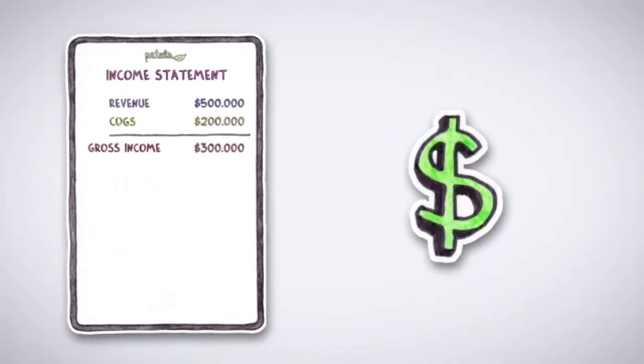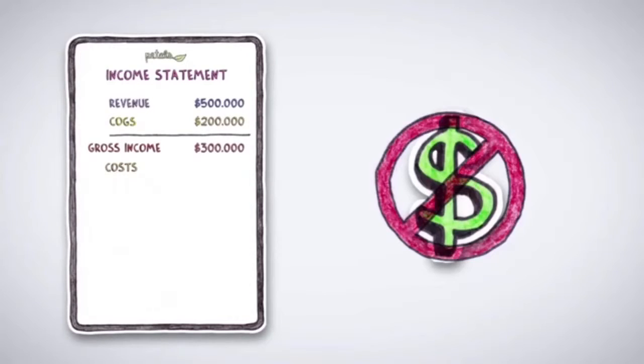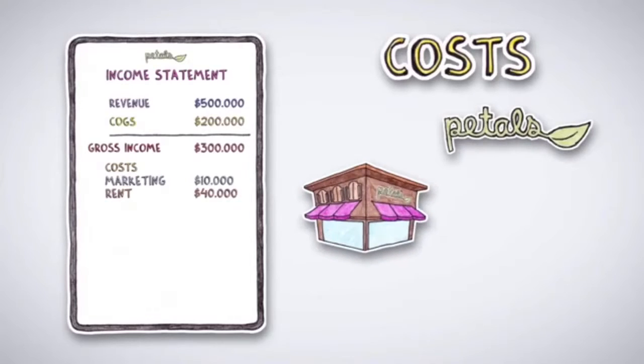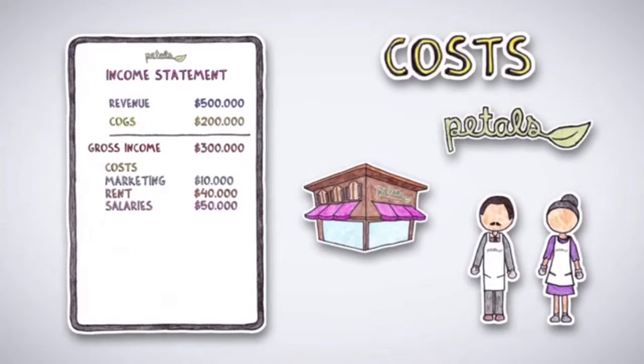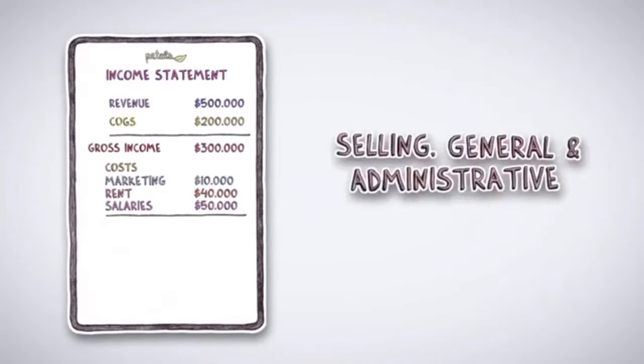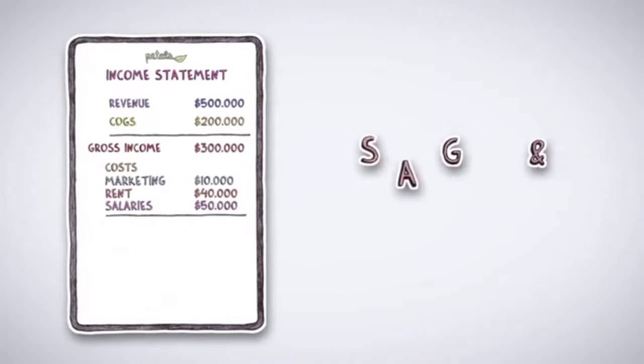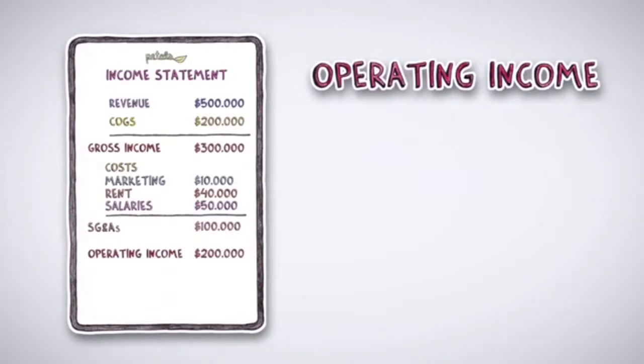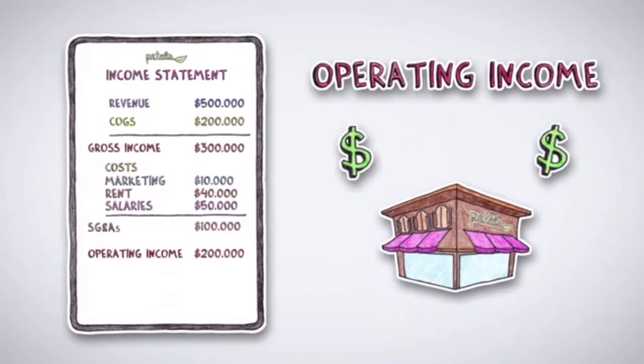After that, Mary adds up her non-direct costs. These are costs she incurs that aren't related to sales. Petal's costs included marketing, rent, and salaries to her 2 store managers. These costs are known as selling, general, and administrative costs, or SG&As, and are often thought of as the company's overhead. Gross income minus SG&As is referred to as operating income, or income earned from a company's operations.